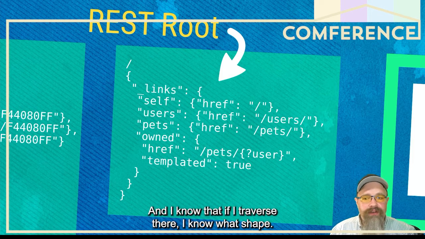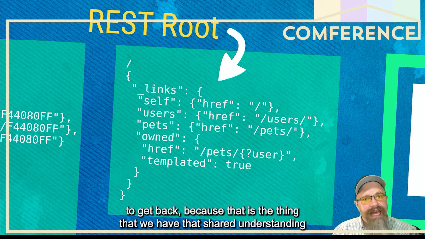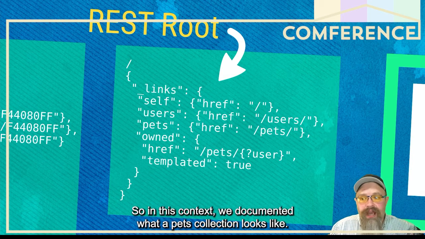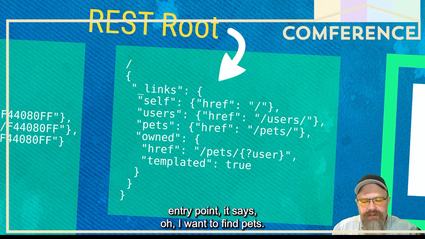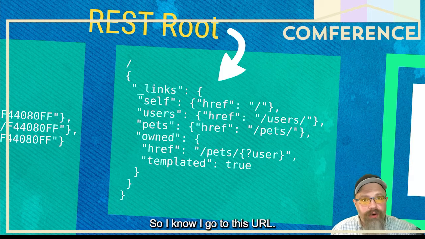And I know that if I traverse there, I know what shape, I know what type of object I'm going to get back, because that is the thing that we have that shared understanding about, the types of the resources our API provides. So in this context, we've documented what a pets collection looks like. So when our API client traverses this entry point, it says, oh, I want to find pets. So I know I go to this URL.